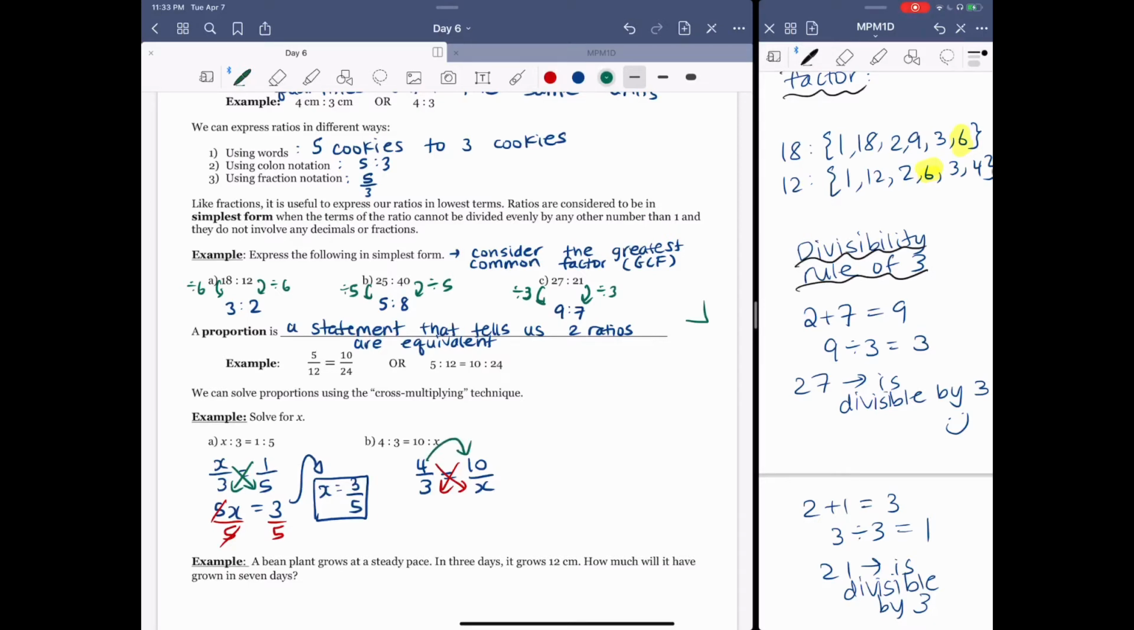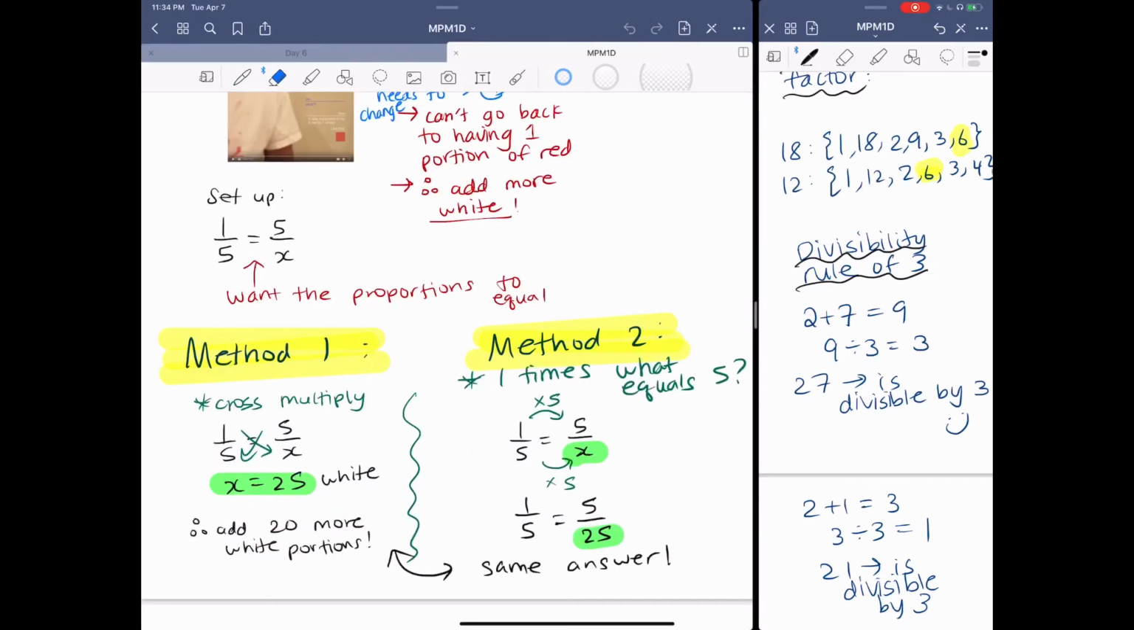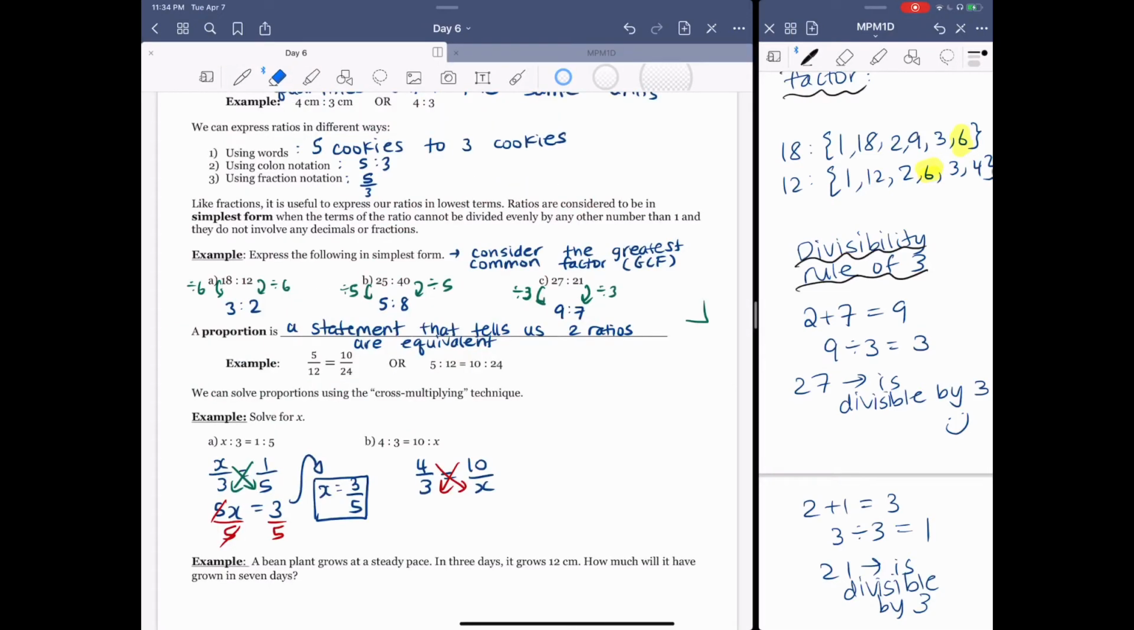Now I won't have an integer as my answer. I'm going to get a decimal value, right? And so it's like 2 point something. See how you have to guess your way? So that's why we're not doing method 2, which works when we have whole numbers as our answers. So we're going to instead do cross multiplying.